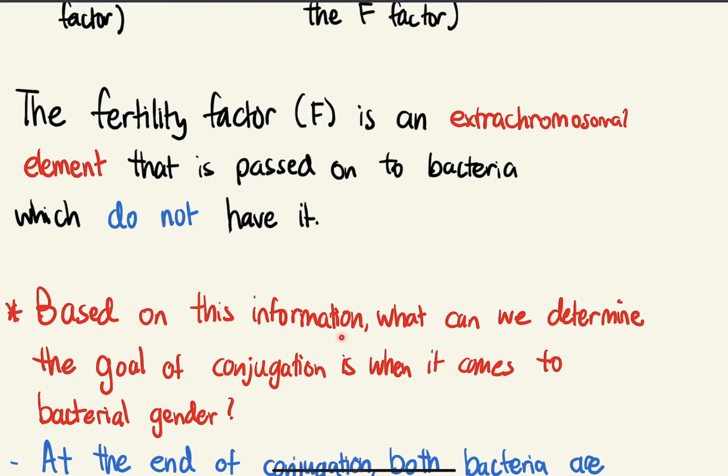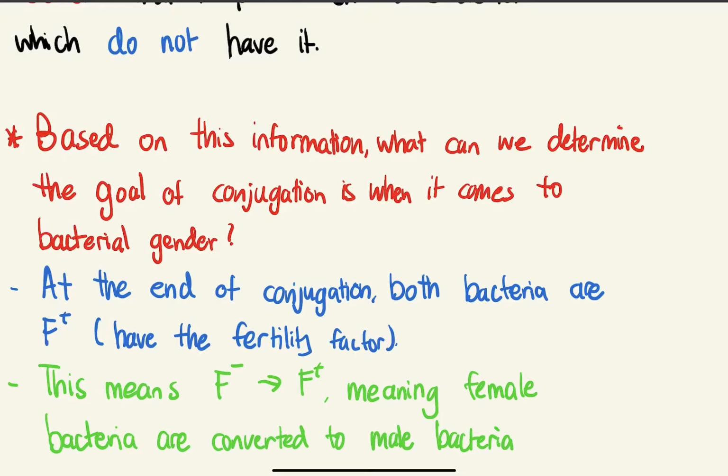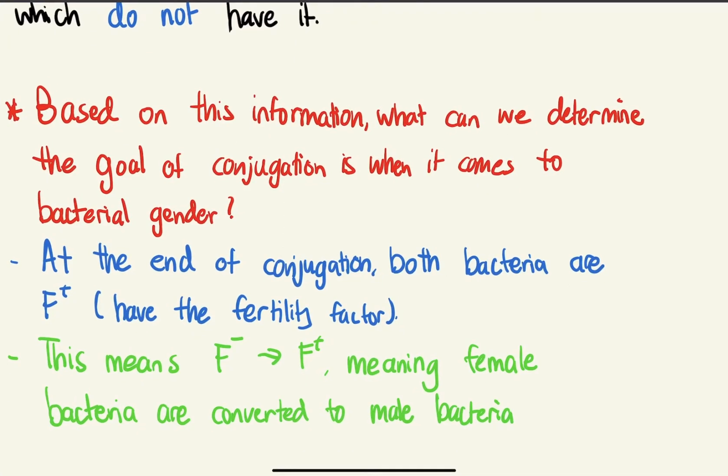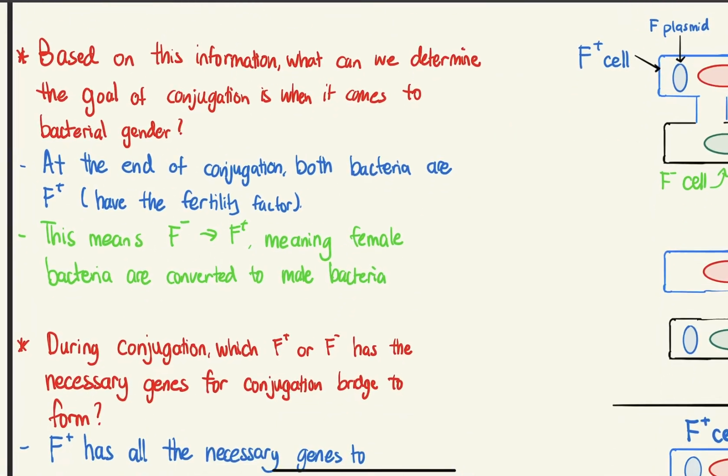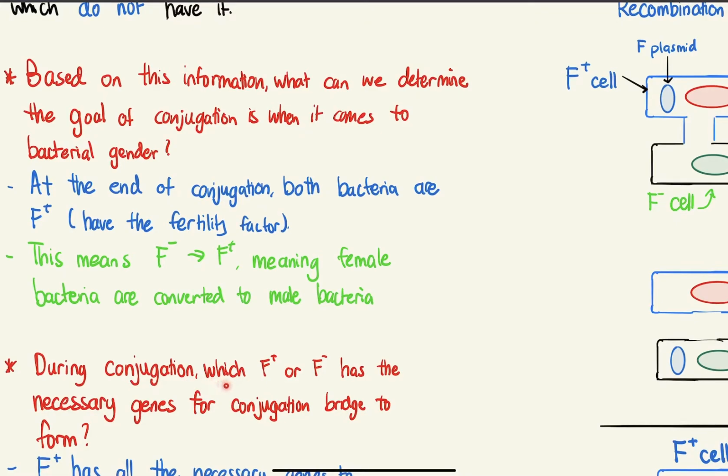Based on this information, what can be determined the goal of conjugation is when it comes to bacterial gender? We talked about it already: at the end of conjugation, both bacteria have the fertility factor. Now they're both male. So females are being converted to males in the gender sense. This allows these male bacteria to interact with female bacteria and cause more males to be made.